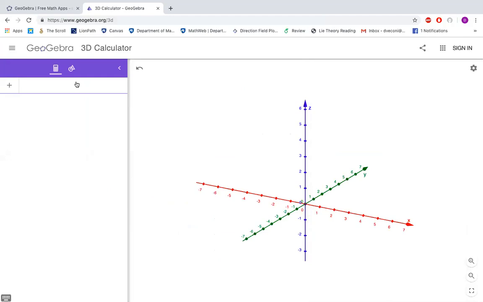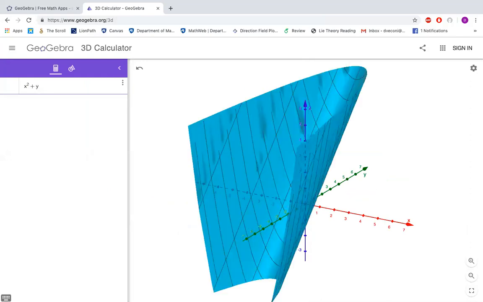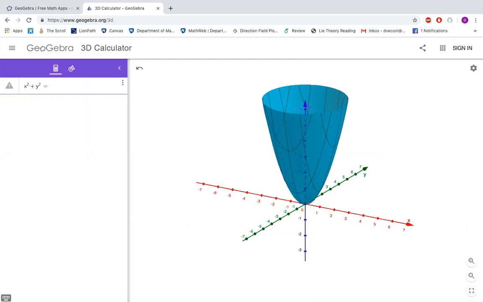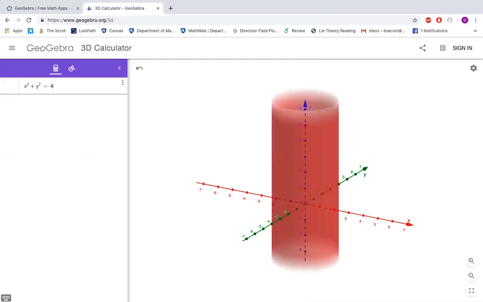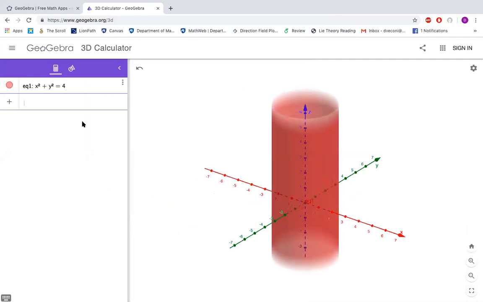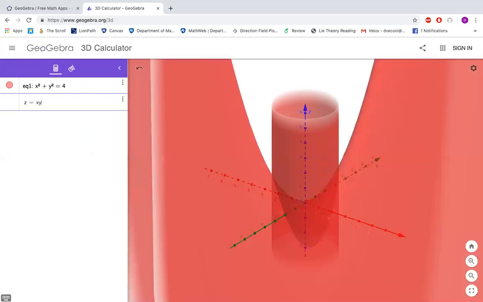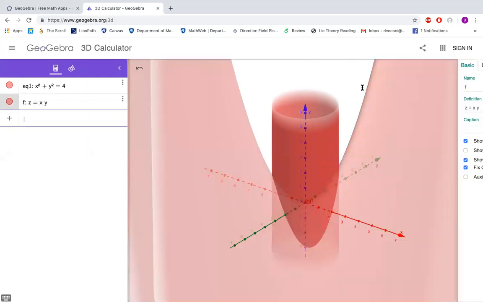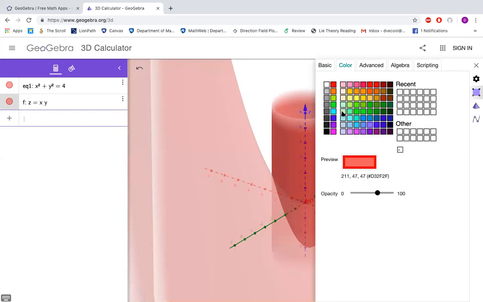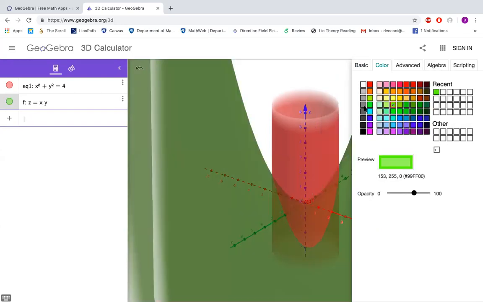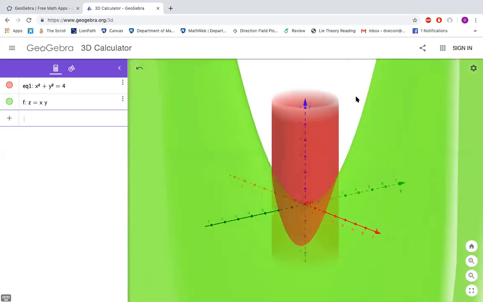So you can create your two surfaces. Our first one was x squared plus y squared equals 4, and that gives us our vertical circular cylinder of radius 2. We see that. But meanwhile, z equals xy. And I'm going to color that differently, color green, so you can see that these are different objects.